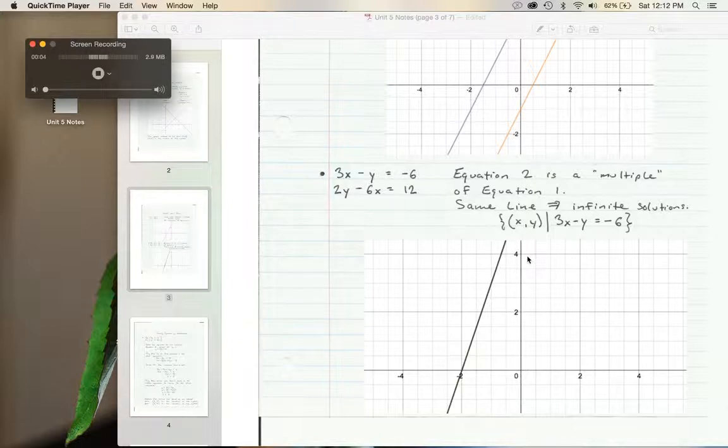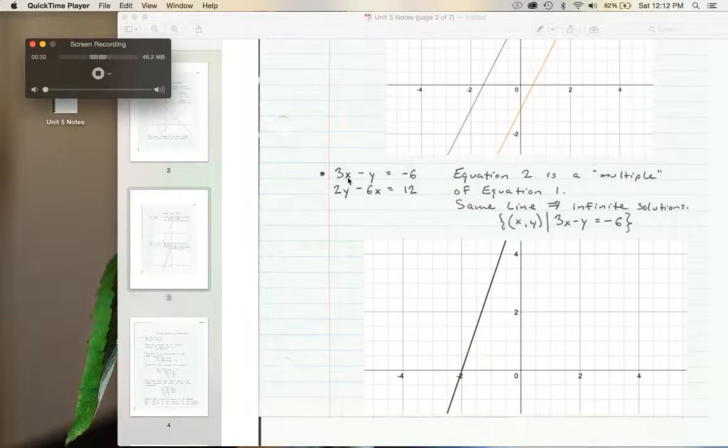One of the ways you can recognize this special case before graphing is by noting that one of your equations is the same as your other equation except for a multiplier. So I've written here equation 2 is a multiple of equation 1. What I mean by that is that you can get to equation 2 by multiplying every single term in equation 1 by a number. In this case, that number is negative 2.